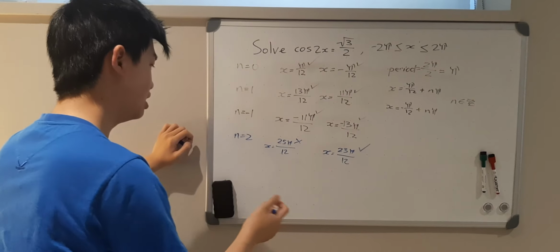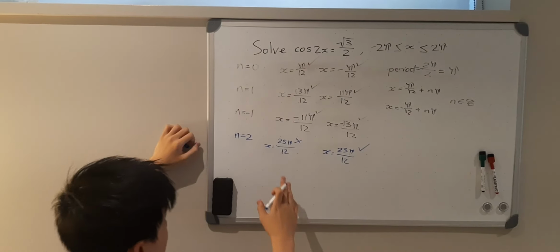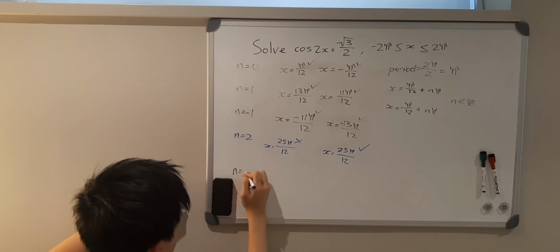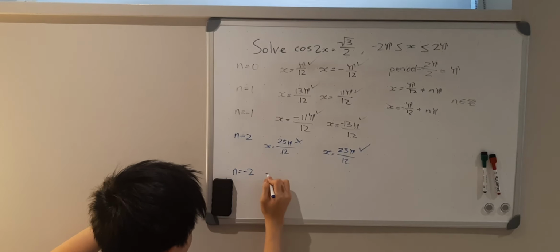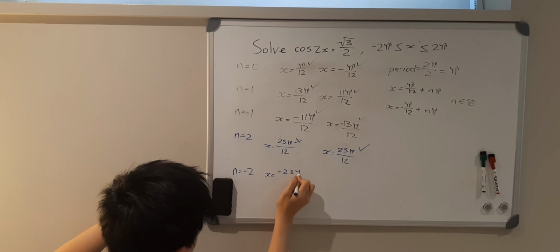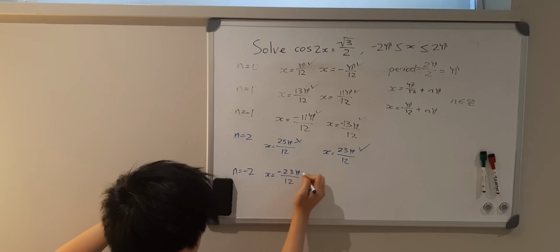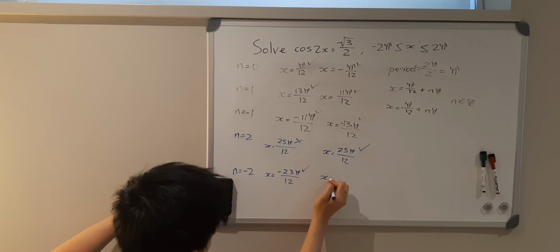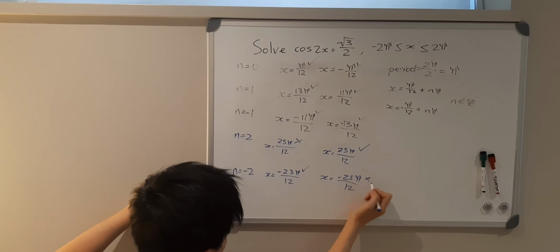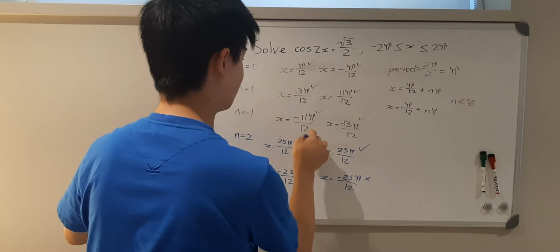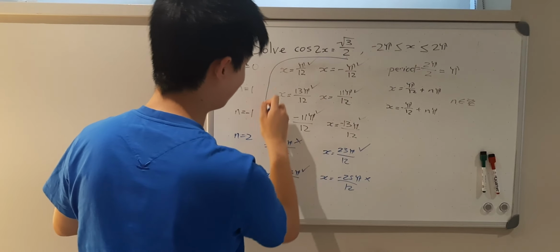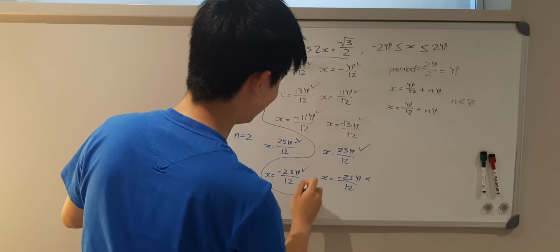So we have another solution, and since the cosine graph here is symmetrical, we'll try n equals negative 2. So I believe that the x here would equal minus 23 pi over 12, which is within the domain, and this one would equal minus 25 pi over 12, which is not within our domain. So in total we get 1, 2, 3, 4, 5, 6, 7, 8 solutions, and our solutions are right here.